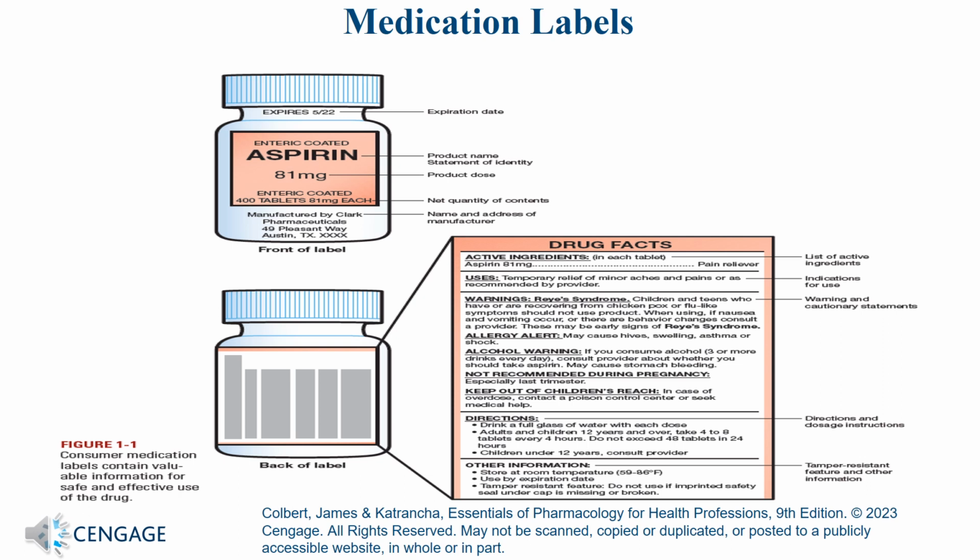You also can look at the drug facts on the back of the label, and it tells you what it's for, the uses, the warnings, the allergy alert, alcohol warning, and the recommendations during pregnancy. Make sure that we keep it out of reach of children, directions on how to take it, and any other information that is vital. You can also see this in your ebook.